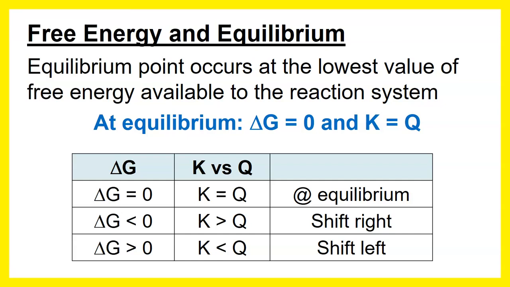You are used to thinking about this shifting by comparing your K value and your Q value. But we can also do this thinking about delta G. You might not have access to this information. Maybe you don't know what your K value is. But if you can calculate a delta G, you could also figure this out, so it allows us a different way of answering equilibrium questions.